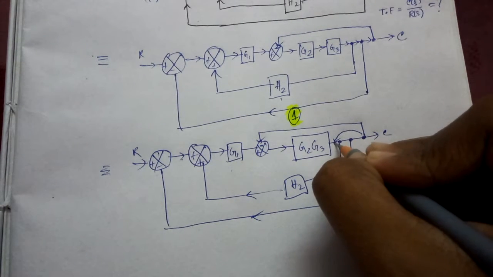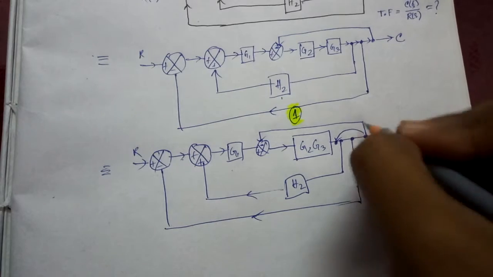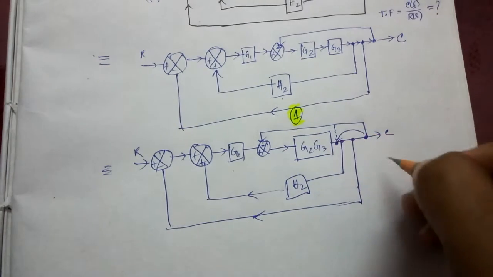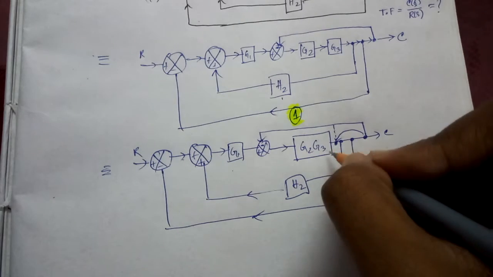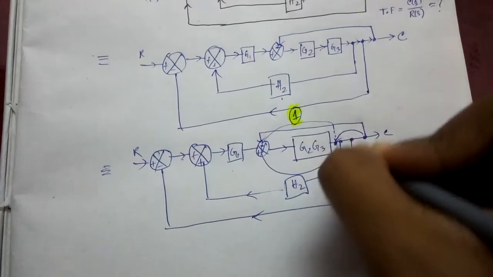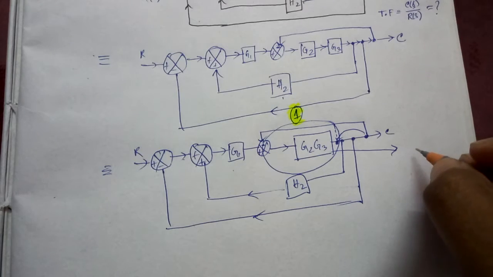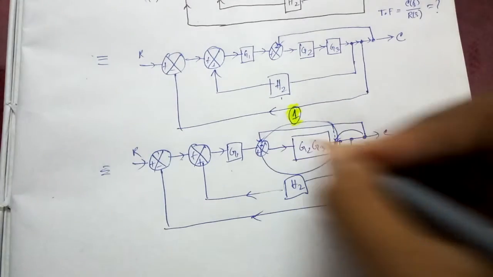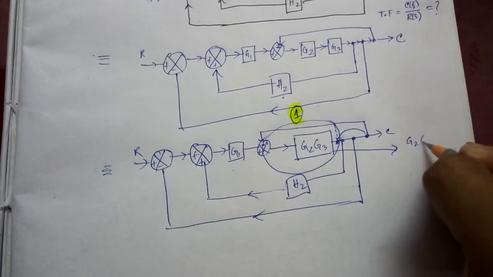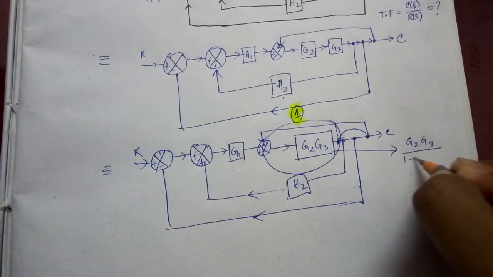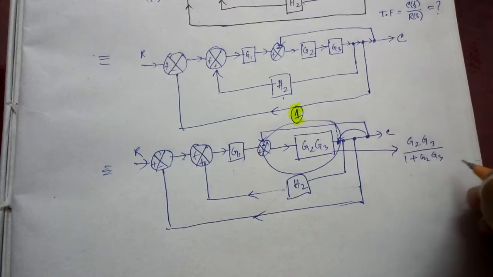In that case, it will start from here and the feedback will be in this path. Means if I calculate this part, the overall transfer function will be, as there is negative feedback, G2 G3 by 1 plus G2 G3.